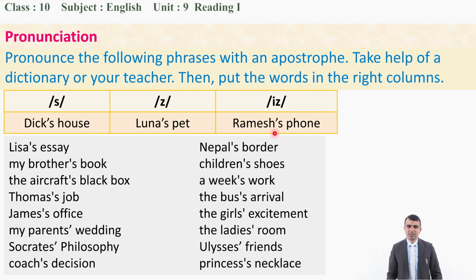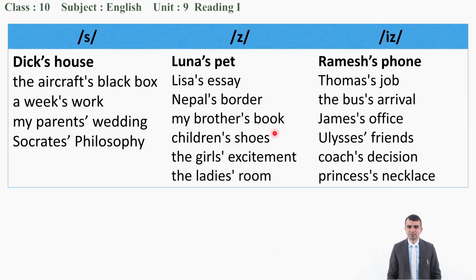Good. Now compare yours with this one. I'll show you. This is the classification, this is how I have classified them. Now let's try it. Say after me. Let's start with the s sound. Let's pronounce all the phrases in which the apostrophe is pronounced as the s sound.